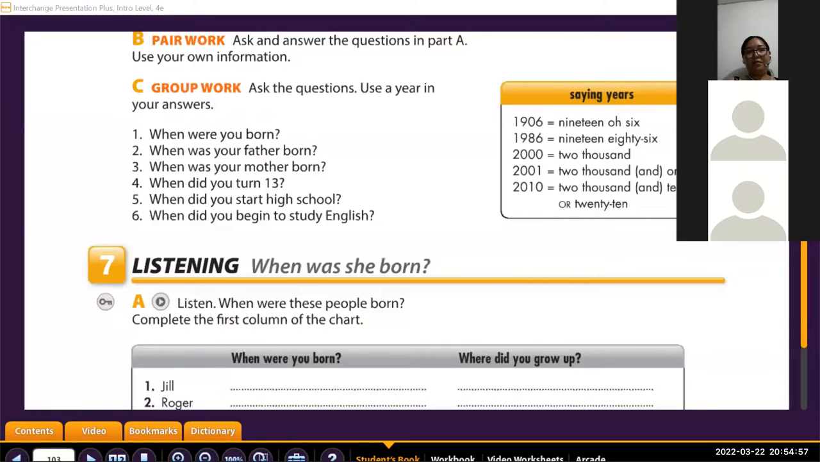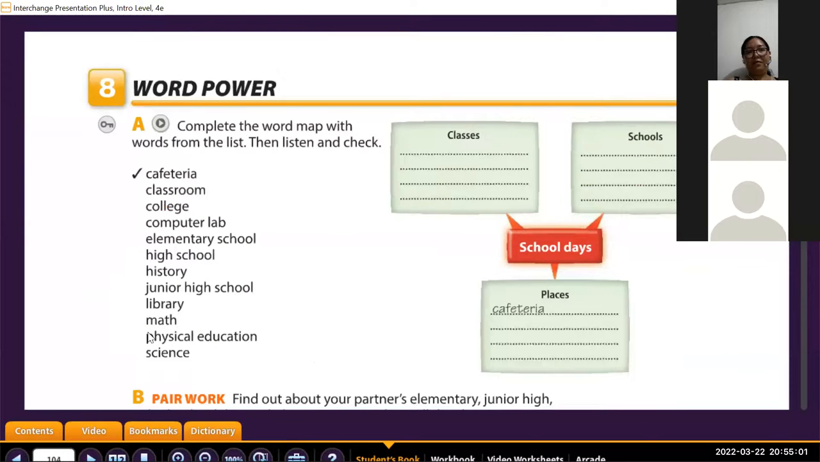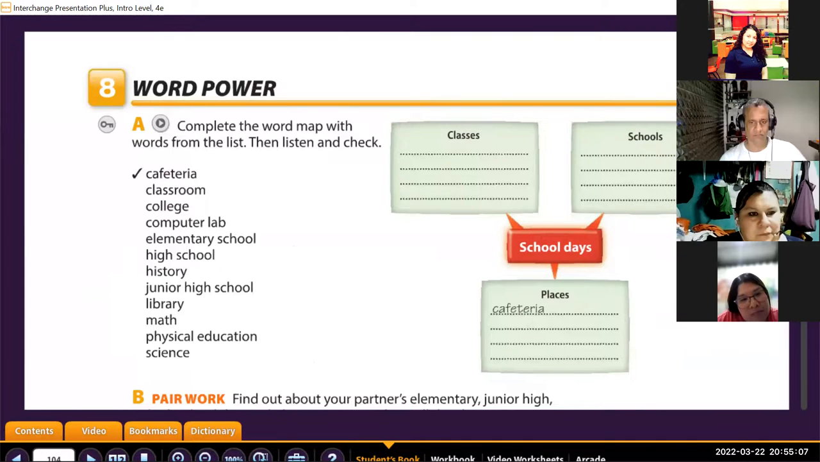Vocabulary. And we have this in the platform. It's the Word Power. And this is pretty much vocabulary that we may use. Let me share some. I'm going to play the audio so you can check the vocabulary and repeat.